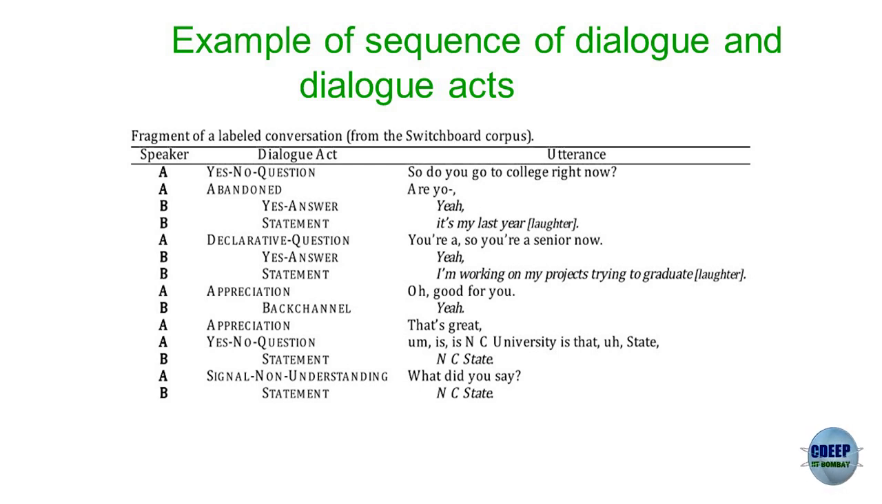So first question from A is a yes no question. So do you go to college right now? The answer is yes or no. And then there is a level called abandoned, because this text was not completed. Then the level is yes answer. Then it's a statement, it is my last year. Then a declarative question. Then a yes answer. Then a statement. Then appreciation. Then back channel. Back channel is confirmation. Appreciation, yes, no question. Statement, signal, non-understanding. What did you say? Statement, yes. So you can see that every turn of the dialogue needs to be passing through a classifier, a multi-class classifier. What is the level of that statement?